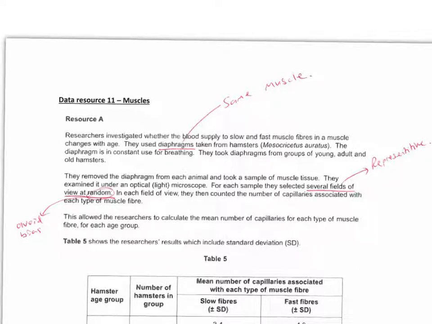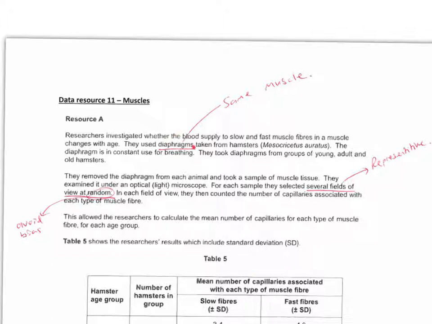Okay, so this video is looking to see if age affects the proportion of slow and fast muscle fibres. There are quite a few things that are really important to consider to get a reliable mean number of capillaries per muscle fibre. So that's what they were measuring. So what things were important that they did?